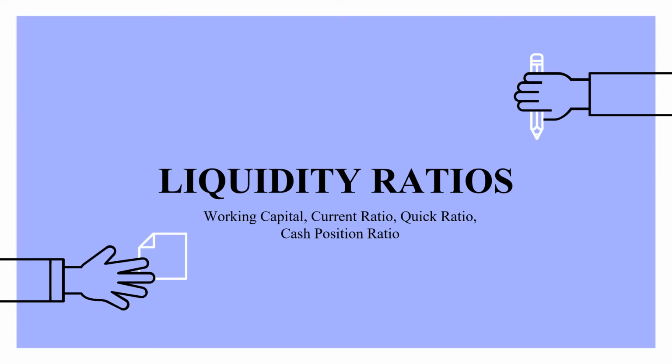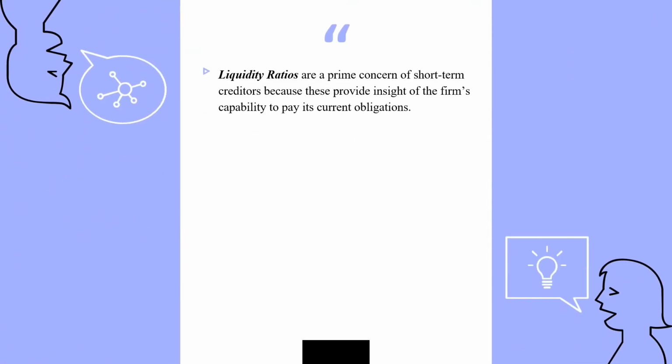So the first classification of financial ratios is the liquidity ratios. So we have here the working capital ratio, current ratio, quick ratio, and cash position ratio. So para saan ba ang liquidity ratios? And ano ang sinasabi ng liquidity ratios to us in order to effectively assess one's performance?